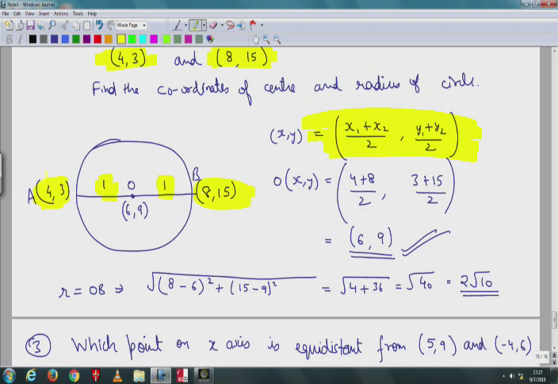So x1 is 4, x2 is 8. So 4 plus 8 divided by 2. Similarly 3 plus 15 divided by 2. So on simplifying we are getting (6, 9). So (6, 9) is the coordinate of the center of the circle. This is the first answer.